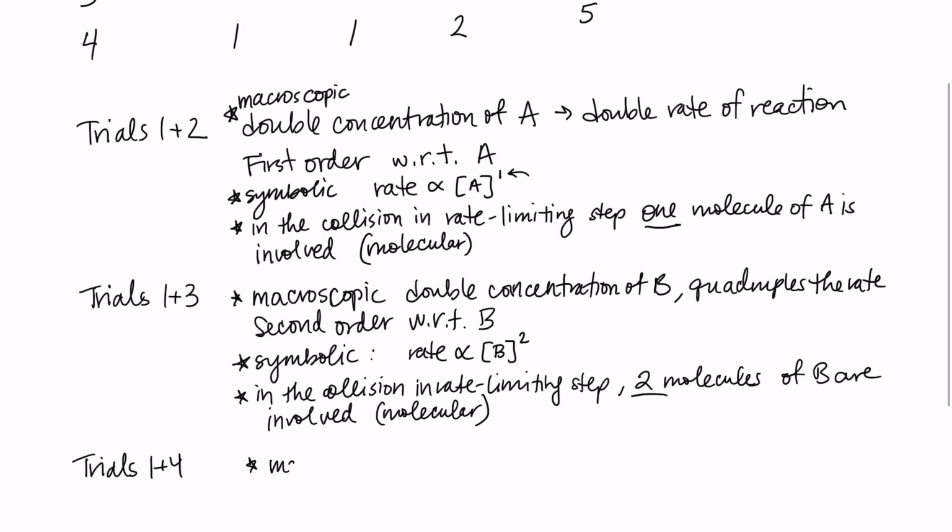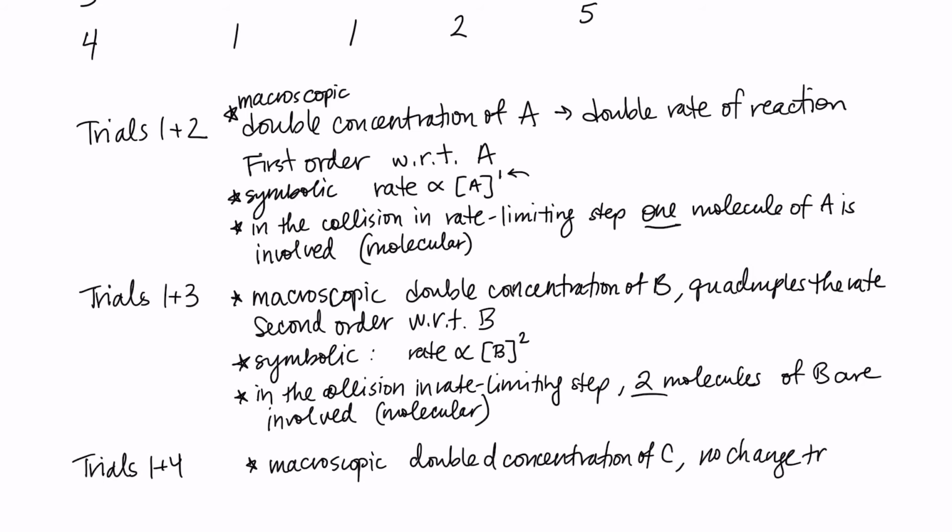my macroscopic observation is that I doubled the concentration of C, and there was no change to the reaction rate. And that's a sign that this is 0 or 0th order with respect to C. Symbolically, if we were writing our expression, our rate law, we would say the rate is proportional to the concentration of C raised to the 0 power, or in other words, that's just 1.